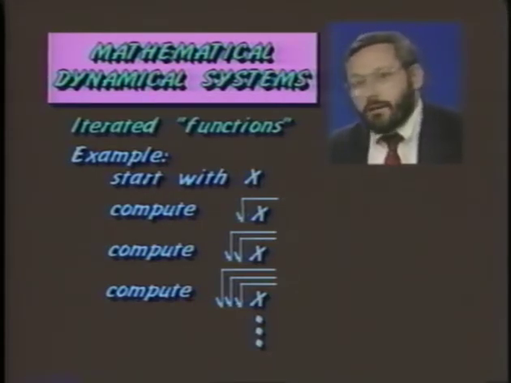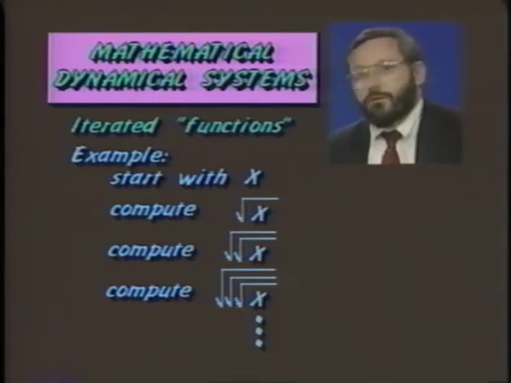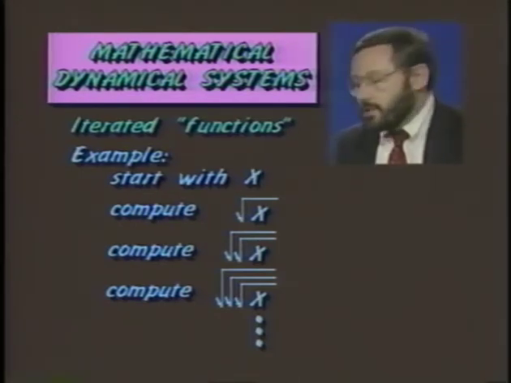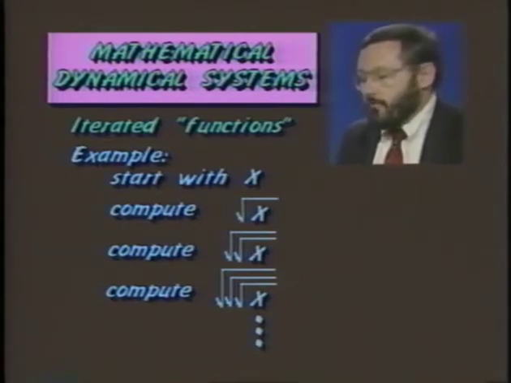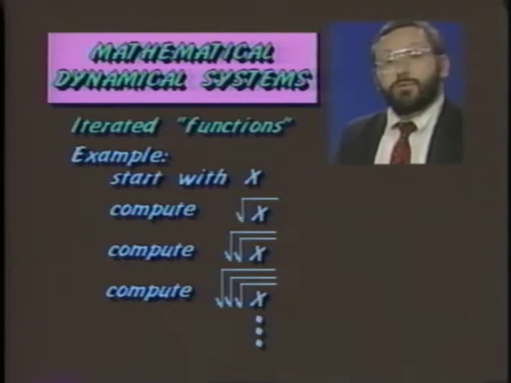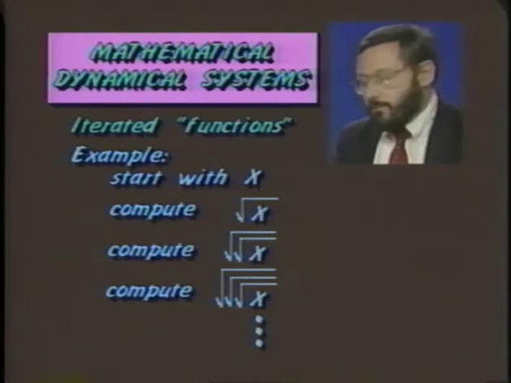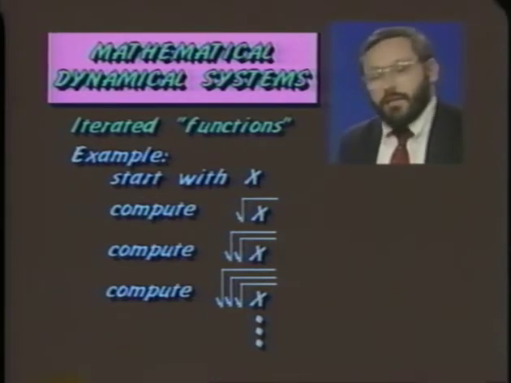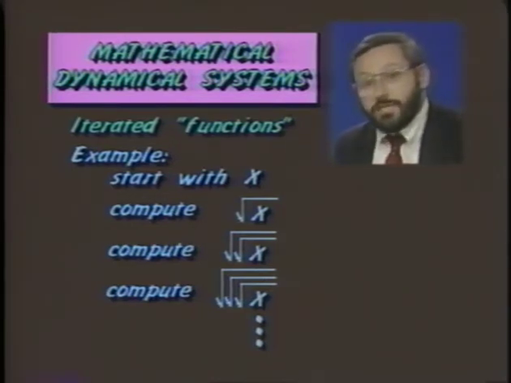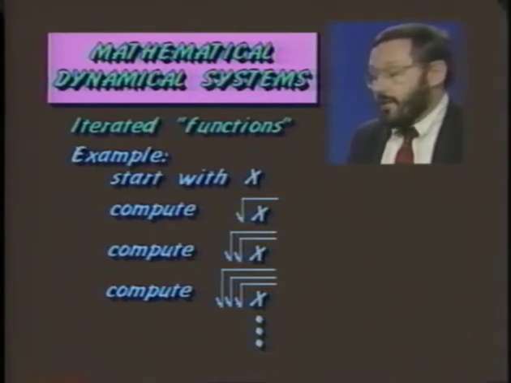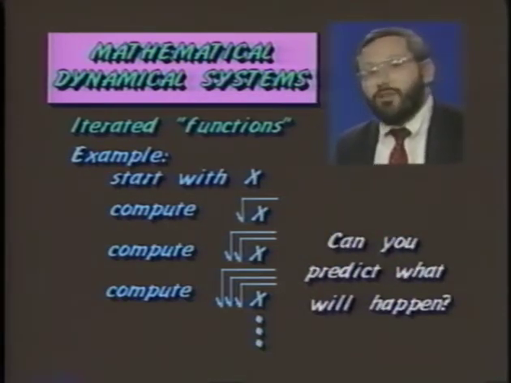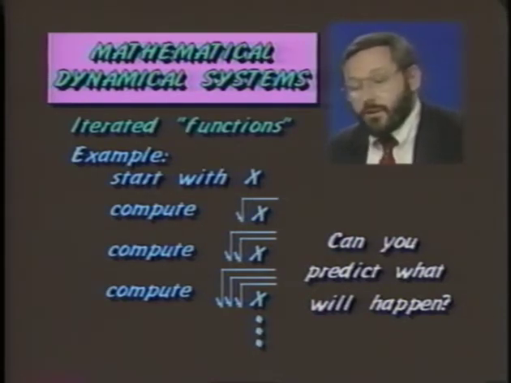How does one create a mathematical dynamical system? Well, through the process of iterating this mathematical function. That's accomplished this way. Take the initial number x, compute its square root. You get a new number. Then compute the square root of that number. You get a second number. And so forth, the square root of the square root of the square root. This is the process of iteration. It's a dynamical system. The numbers are changing in time. The question to the mathematician is, just as in the case of a scientist, can you predict what will happen? Can you predict what will happen when you iterate this function over and over again?